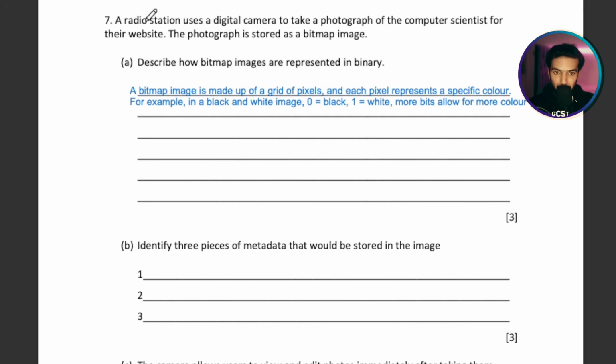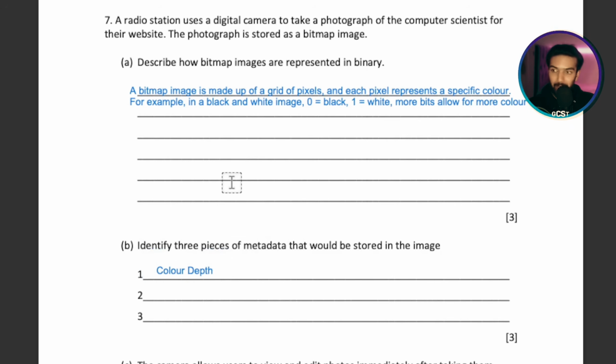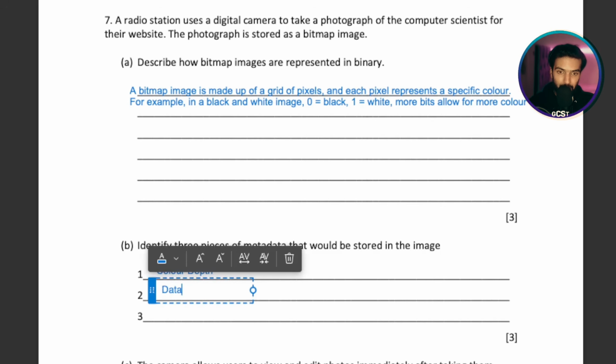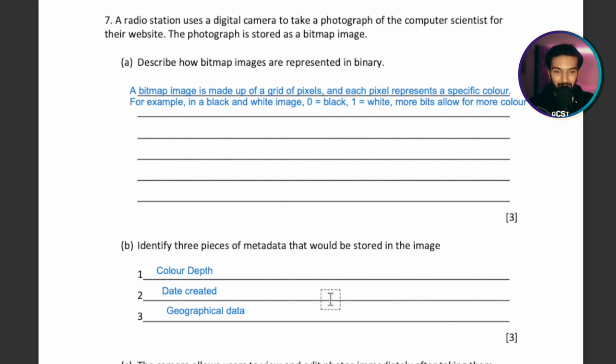Alright, part B. Identify 3 pieces of metadata that would be stored in an image. Metadata is just extra information that provides more information about the picture. So like data about the data. So in images, we might have the color depth, which again, what we talked about previously, like how many bits are used for representing colors. We might also have date created or date modified, etc. And we might also have geographical data, like where it was taken and the specific coordinates of the map, etc.